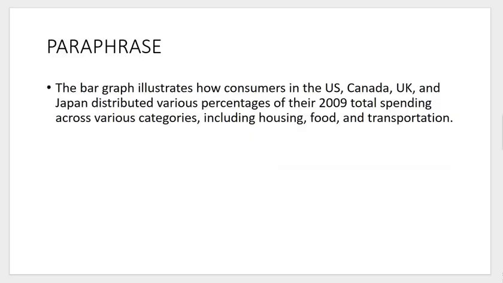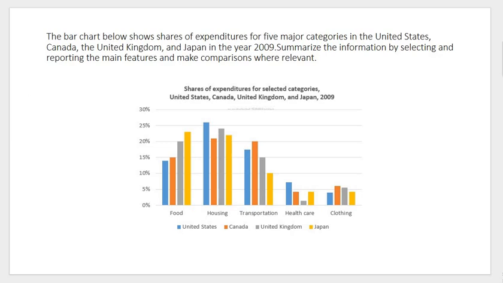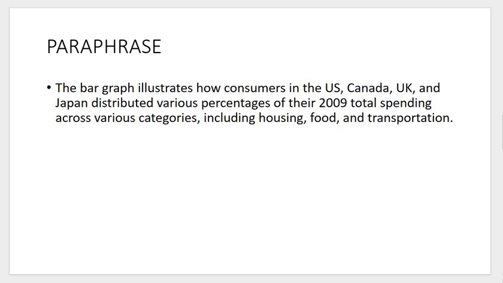Paraphrase. The bar chart illustrates how consumers in the US, Canada, UK and Japan distributed various percentages of their 2009 total spending across various categories including housing, food and transportation. This is one good example of a paraphrase. You can use this as an example. So when you prepare for the exam, you can have multiple different vocabularies to use. For example, this uses illustrates and this shows. So shows can be paraphrased into illustrates. So this is one example.